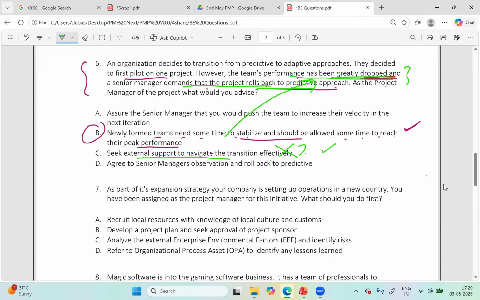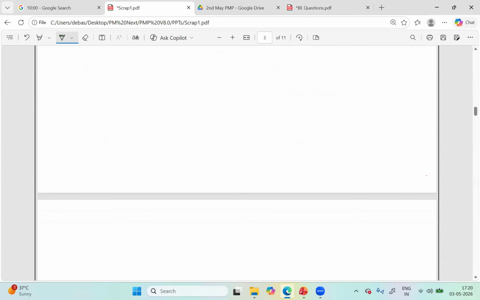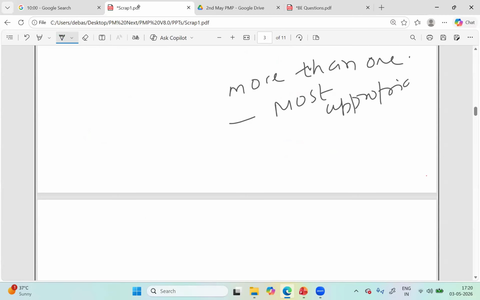C is not incorrect. So please note, the PMP exam is not about right or wrong options. In every question, or rather, 80% of the questions, there would be more than one right answer. You get a credit if you answer the most appropriate one. Most appropriate one. This is the point.